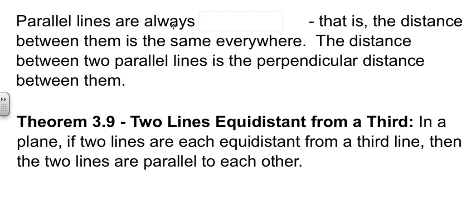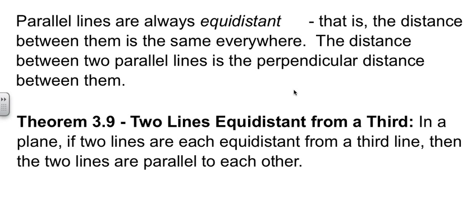Okay. Another term that we need to know about is the idea of being equidistant. Parallel lines are always equidistant. The distance between them is the same everywhere. Okay, picture some railroad tracks. The train would have a heck of a time if the distance between the tracks changed. I mean, it would have to have some kind of flexible axle to make that work. We can't do that. And the distance between those two parallel lines is the perpendicular distance between them.